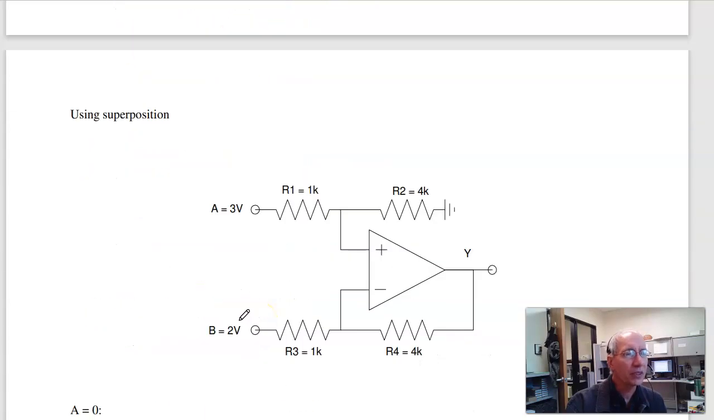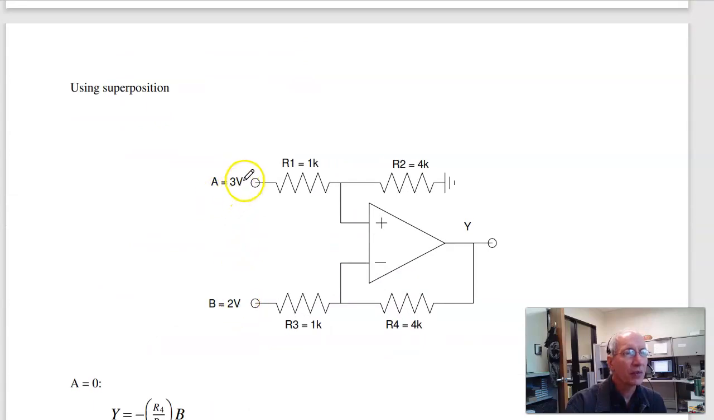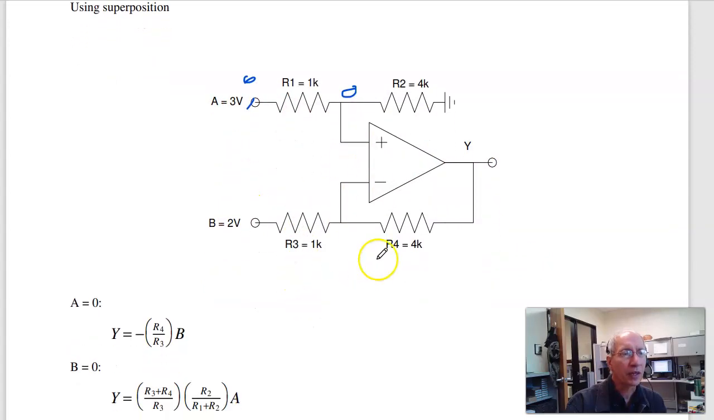Another way of doing that is use superposition. If A equals 0, solve for Y in terms of B. So if A is 0, this is 0, this is 0, that's an inverting amplifier. Y is minus R4 over R3 times B. Second, using superposition.